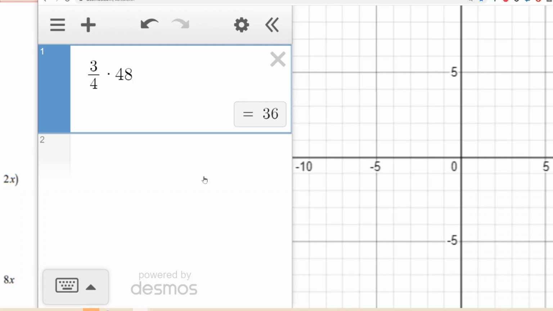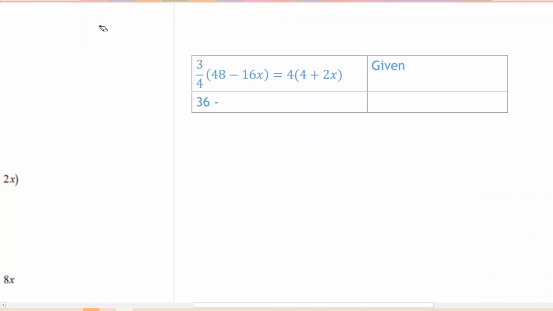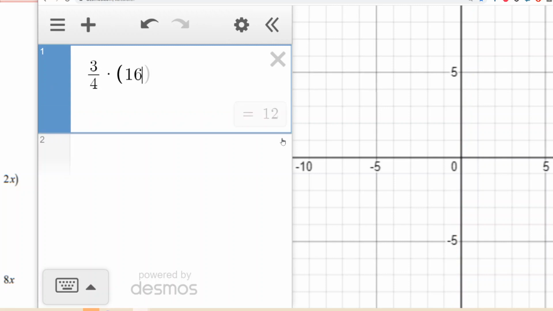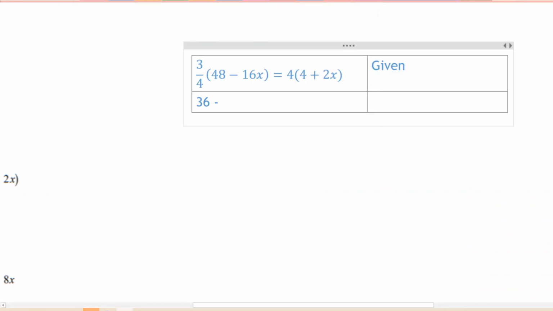We'll put a 36 there. And then the next multiplication I'm going to need to do is multiply 3/4 by negative 16x, or multiply 3/4 times 16x, because I'm keeping that minus sign there. So let's do multiplied by 16x. Let's see if that does that for me. No, it doesn't really do that for me. But if I make that a 16, that gives me a 12. So that's indication that what I need over here is actually 12x. Okay. Don't multiply the variable, just multiply the constants.